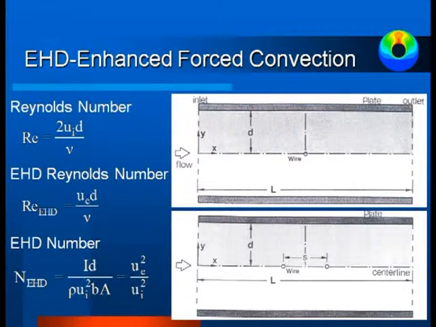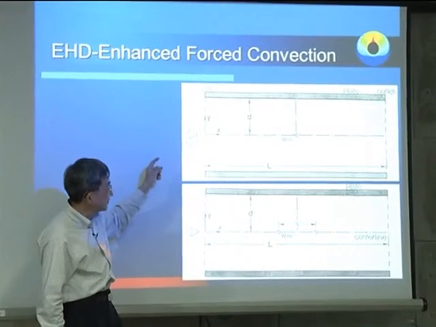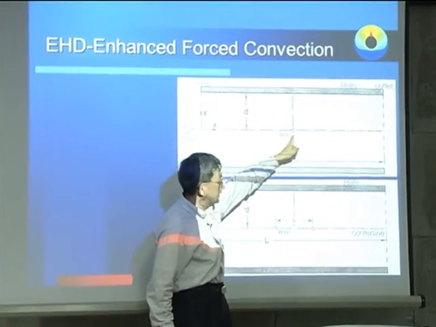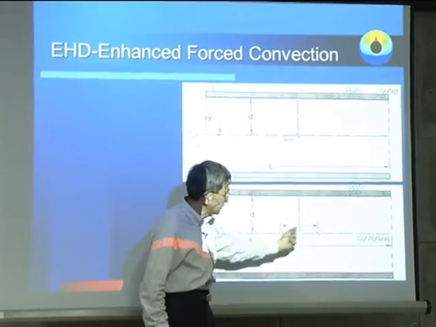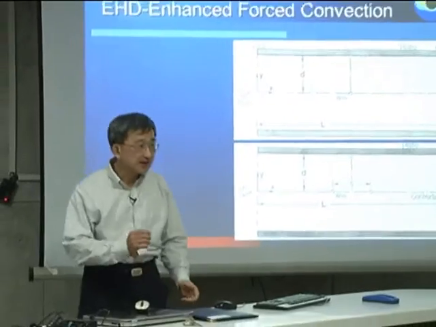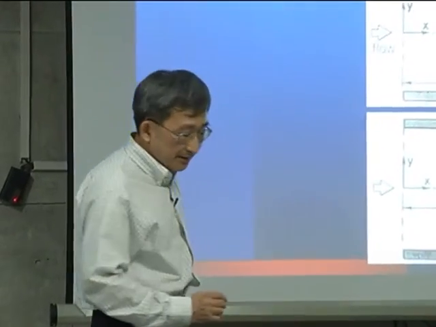So I'm going to use this case. To look at the heat transfer, I'm going to look at a channel with forced convection, and we want to improve the heat transfer, so I'm going to put a wire in the middle of the channel, a single wire and two wires. And this idea is this.